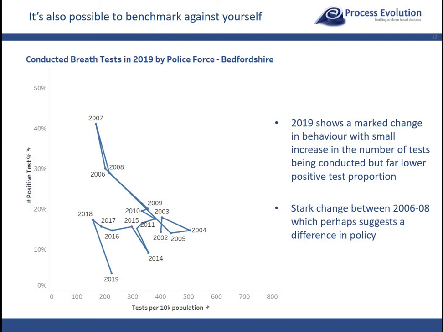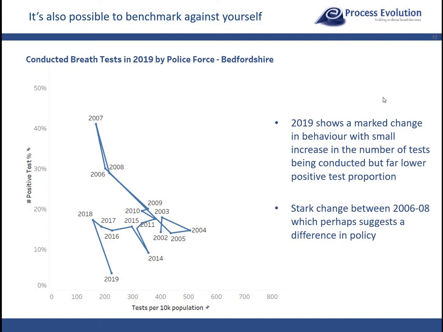As we see here, we've changed the graph somewhat, so it's the same X and Y axis, but instead of different police forces, we're looking at Bedfordshire across a different time period. 2006 to 2008, there seemed to be a different policy in place. Fewer tests, but a much higher positivity rate. Recently, from 2015 onwards, we've seen a reduction in the number of tests. But then also in 2019, we've seen this massive decline in the proportion of tests that are coming back positive. And that's definitely worth understanding further.